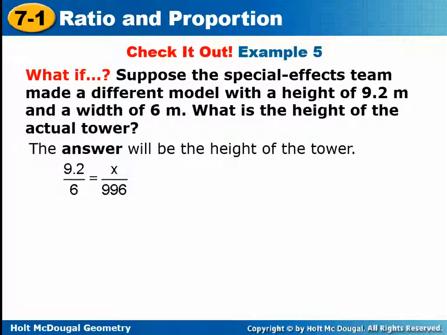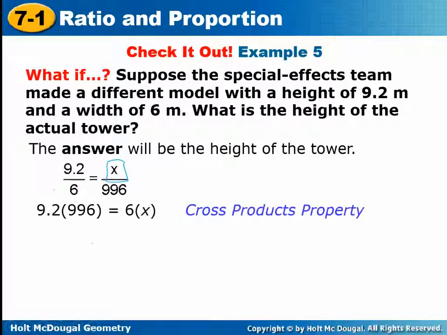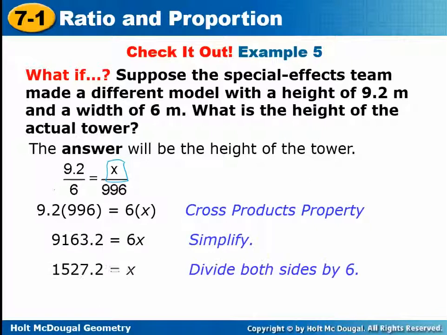Okay, what if it's the same thing, but they have a different model, with a height of 9.2 and a width of 6, and still 996 for the width of the actual tower? Then it'll have a different height, like maybe we want a different model here. And then you'll just solve this for x. Divide by 6, and you get 1,527.2 equals x.